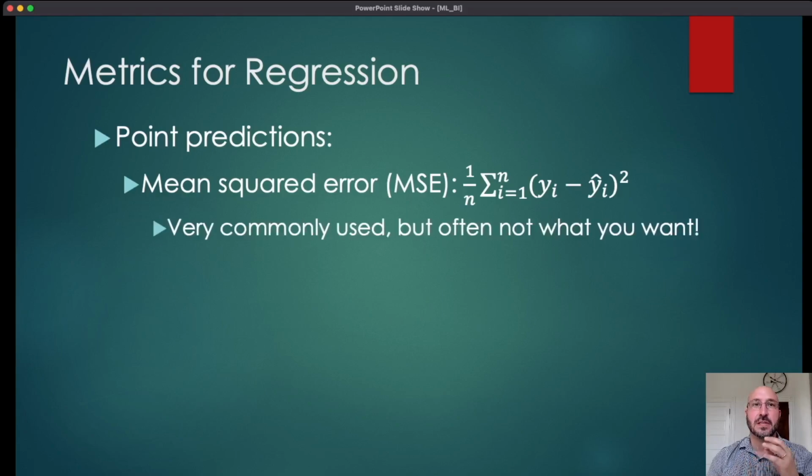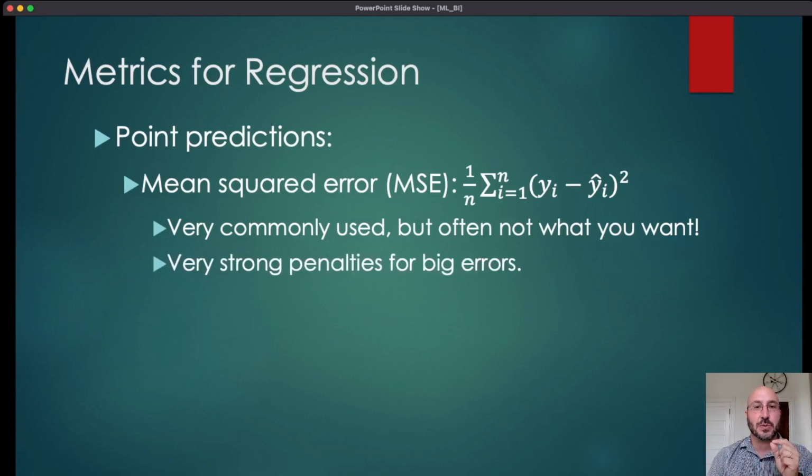This is very, very commonly used, but it's often not really what you want when you're evaluating the quality of a set of predictions. Why do I say that? Well, the mean squared error gives very strong penalties for big errors. So what it essentially says is, I'm willing to make lots of small errors in order to make a very big error a little bit less big. And you'll see that this often has unintended effects that are not quite what we want.